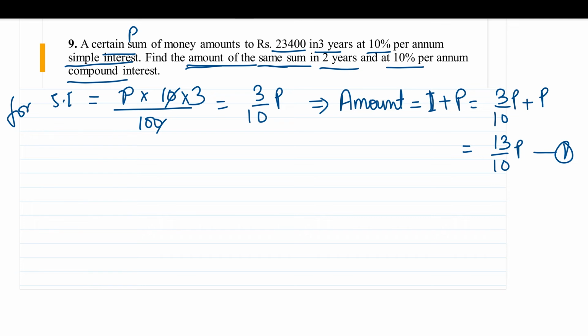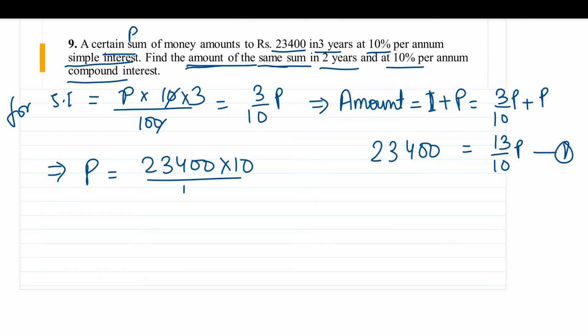Now we have the amount 23,400. So we got P as 23,400 into 10 upon 13. 13 ones are 13, and then 10, and then 13 eights are 104. So it becomes 18,000. The sum is 18,000.